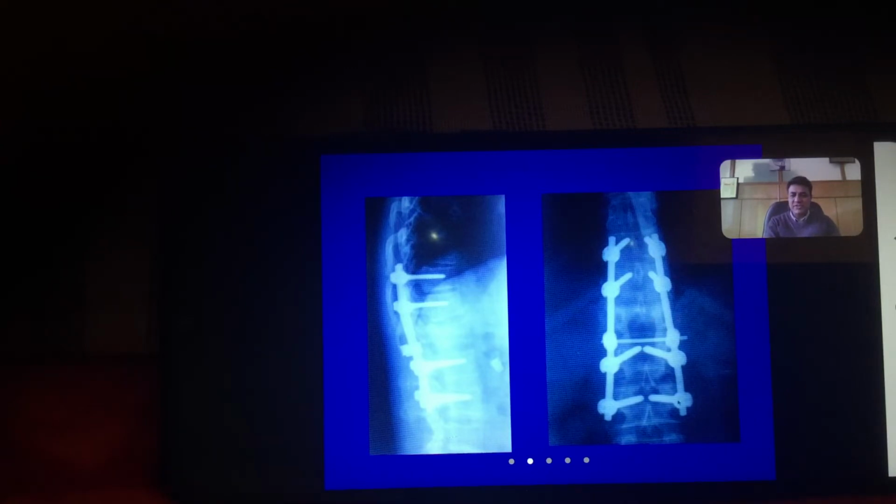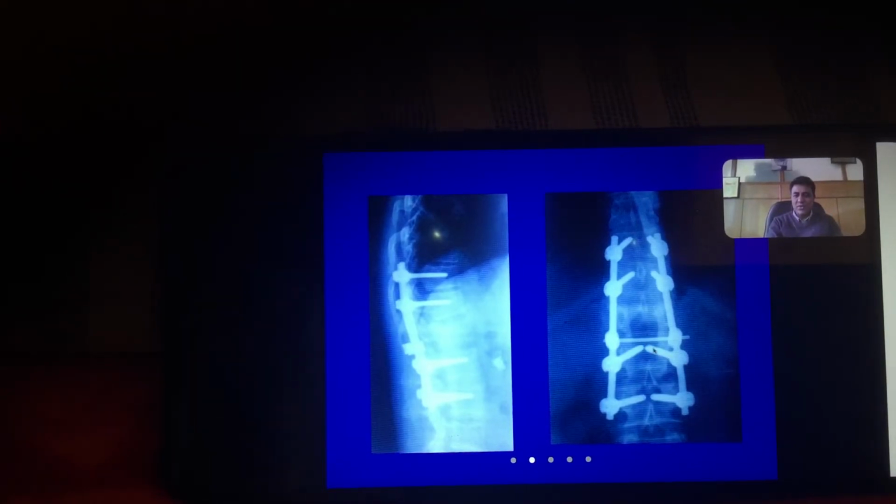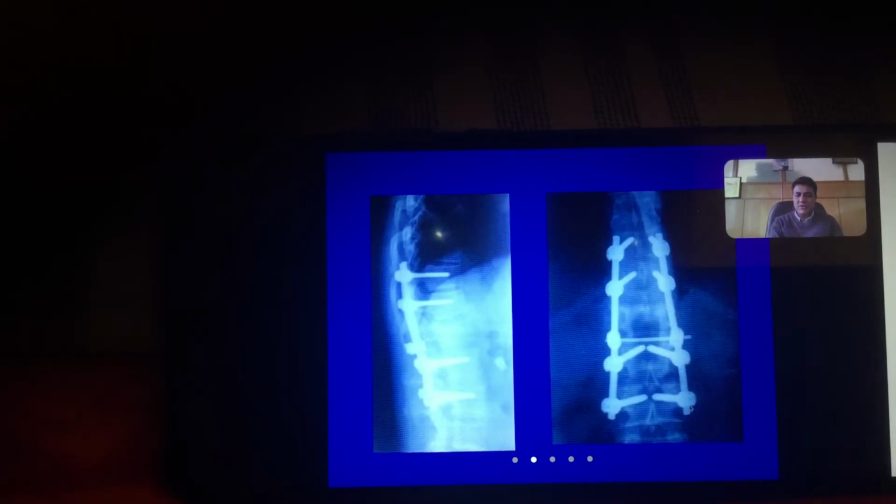This is the fixation of the pedicle screws. The screw is going from the pedicle to the body. We call it a pedicle screw system. Pedicle screws and rod fixation, posterior instrumentation.